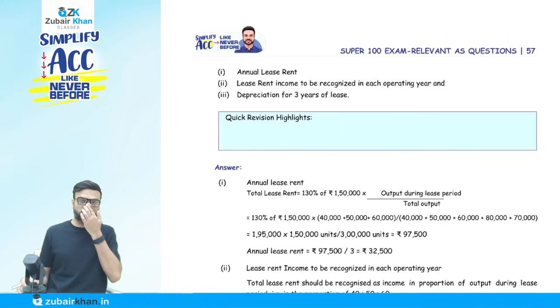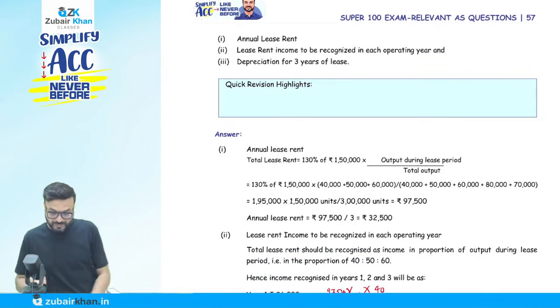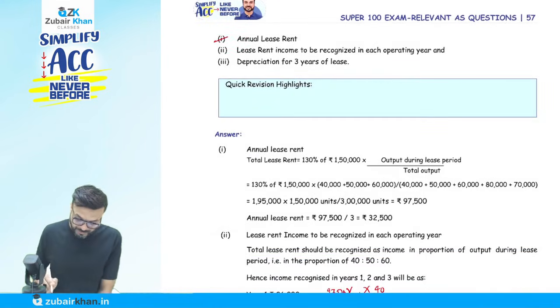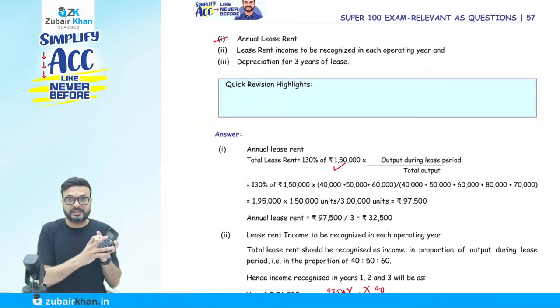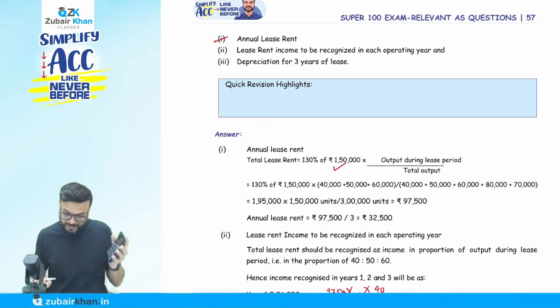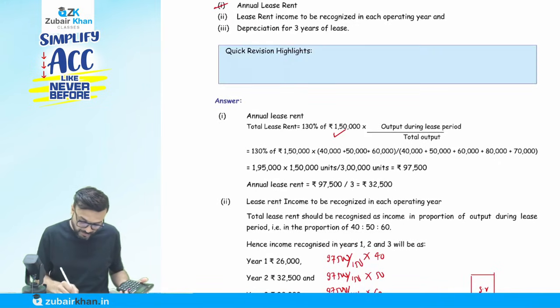Now compute the following. Annual lease rental. So they ask you for the annual lease rental. Simple. First of all, what is the cost? 1,50,000. Do your own calculation. 1,50,000, now plus 30%, they want to make a profit. So plus 30%, what is the total lease? 1,95,000.